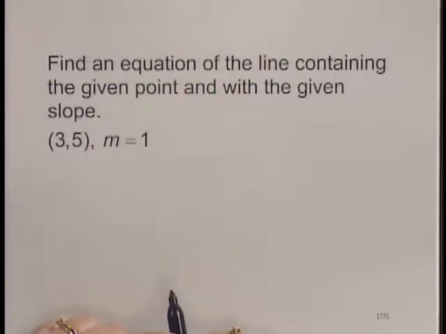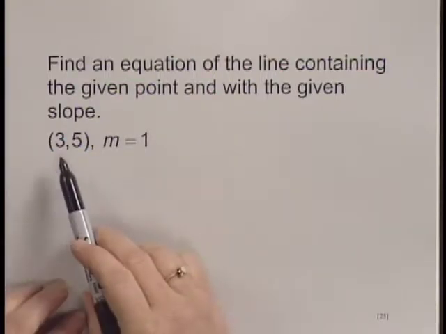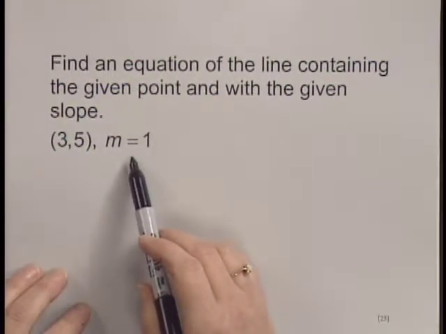In this problem, we'll find an equation of a line. We'll find an equation of the line that contains the point (3, 5) and has the slope 1.